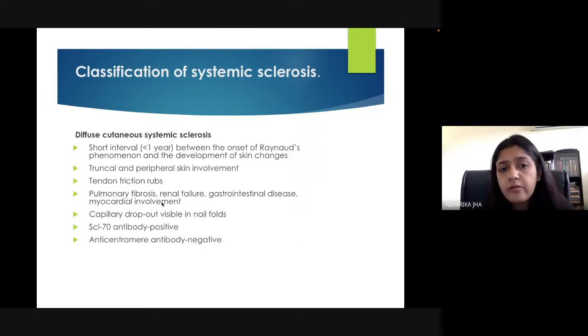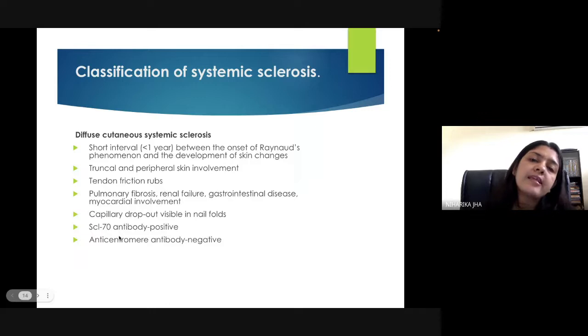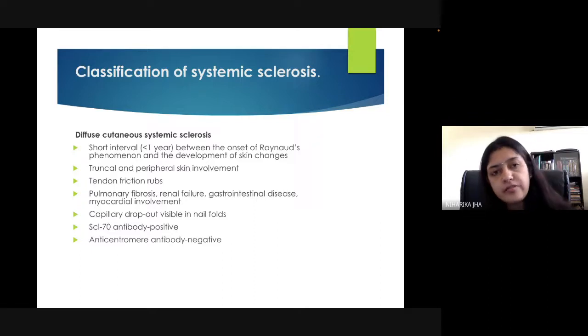More systemic involvement is seen in the diffuse type, and it can be seen in the form of the pulmonary fibrosis, GIT, renal, or myocardial involvement, while systemic involvement is not a feature of the limited type. But yes, late onset pulmonary hypertension can be seen in patients of limited systemic sclerosis. And if we talk about the autoantibodies, anti-topoisomerase antibody or the SCL70 antibodies are positive in the diffuse type, while anti-centromere antibodies are positive in the limited type of systemic sclerosis.